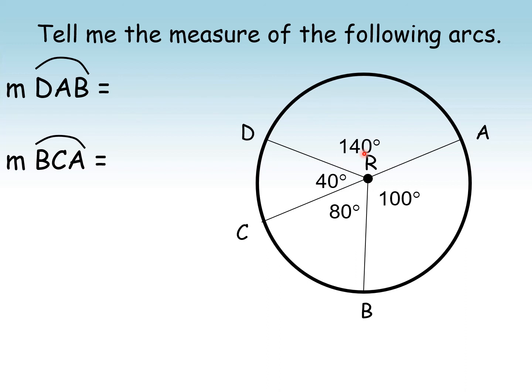Okay? From here, since we are determining measure arc DAB, so DAB. So we are going to add 140 plus 100. It is equal to 240 degrees. Now we are going to determine measure arc BCA. So BCA. So 80 plus 40 is 120 plus 140 degrees. It is equal to 260 degrees.